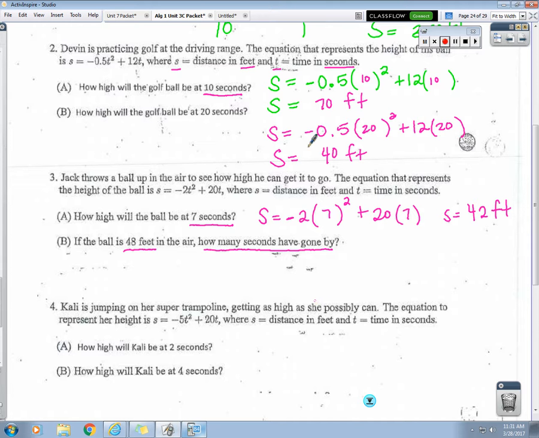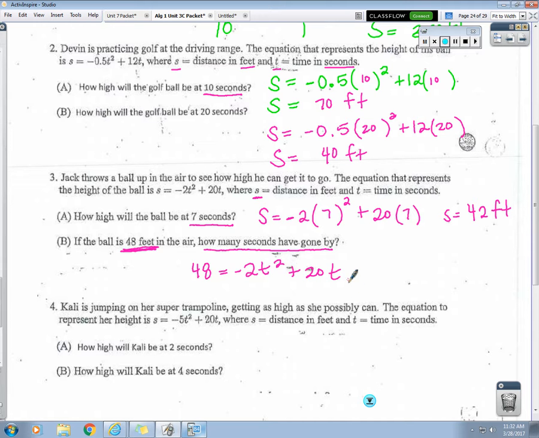Okay, let's look at it. Okay, look. This time they tell you 48 feet. So that number, since it's in feet, will go in S, because S represents distance in feet. So in this equation, the S will be replaced with 48 this time. And then the rest of it, we don't know. We don't know T. That's what we're trying to figure out.